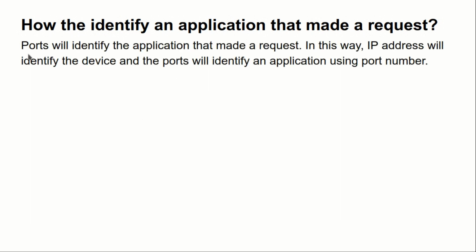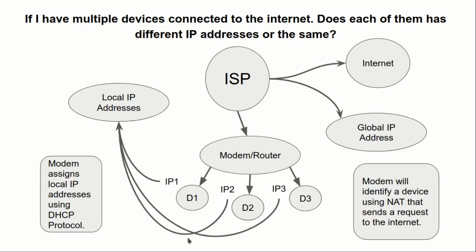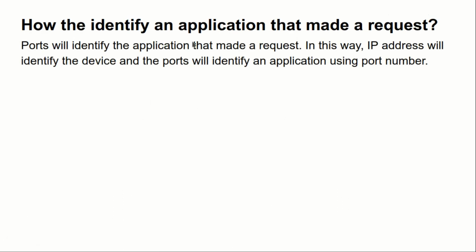And the answer to this question is, ports will identify an application, that a particular application has sent a request from device 1 to the server. Alright. So in this way, the IP address will identify the device and the ports will identify an application using the port number. So we have discussed that these IP addresses are just to differentiate the device, but the port numbers will be used to identify an application.